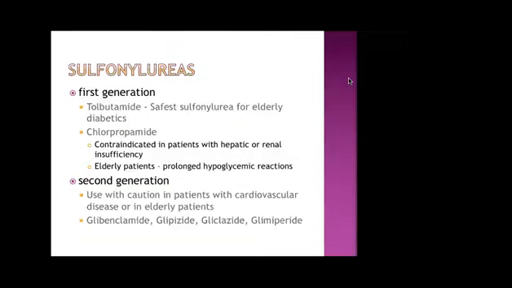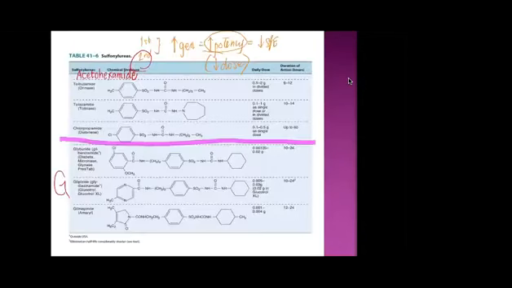So for the other characteristics of the generations, tolbutamide as the first generation is accordingly the safest sulfonylurea in elderly patients, in elderly diabetics. And chlorpropamide is usually contraindicated in hepatic and renally insufficient patients and in elderly patients because of prolonged hypoglycemic reactions. Okay? Prolonged hypoglycemic reactions. The reason why tolbutamide is safest in the elderly is that its duration is quick, a short duration.